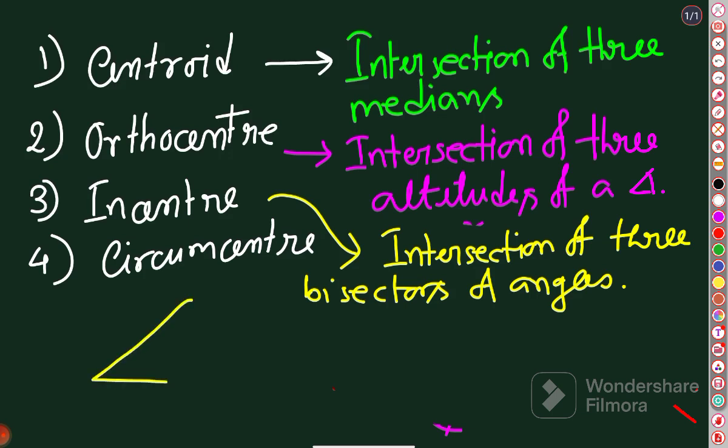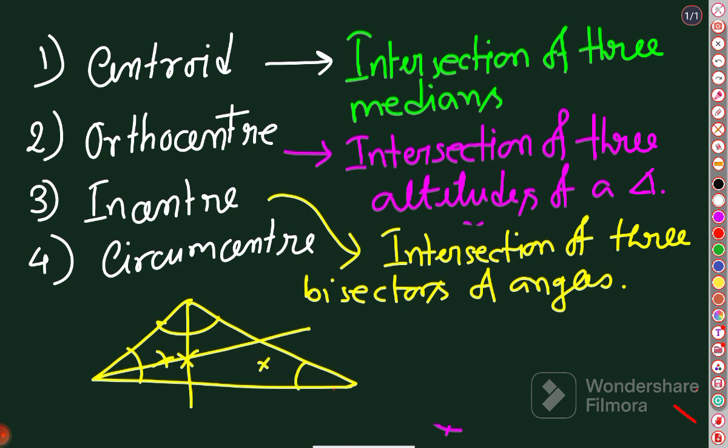Suppose this is another triangle. You have to draw the angle bisector in this way, and for this angle in this way, and for this one again like this. At this point they will intersect. This point is called the incenter. It is the intersection of the three angle bisectors. An angle bisector is a line which bisects the angle into two equal parts.